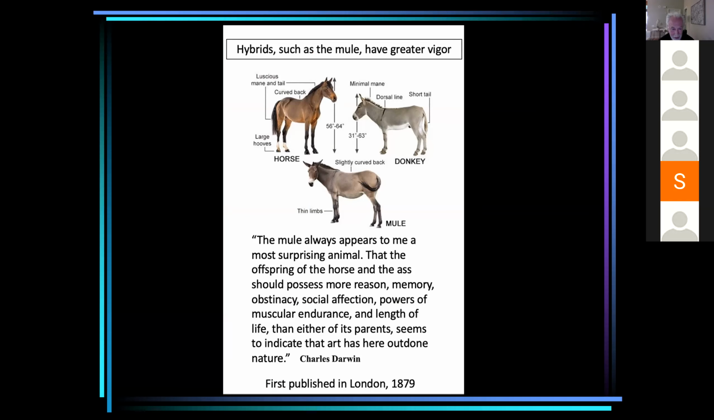And what he said about it is, the mule always appears to me a most surprising animal. The offspring of a horse and an ass should possess more reason, memory, obstinacy, social affection, powers of muscular endurance, and length of life than either of its parents. Seems to indicate that art has outdone nature. And it's true. A mule, for getting work done, is better than either a horse or a donkey, for the reasons that Darwin indicated.